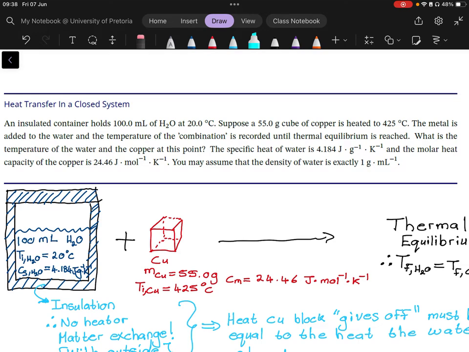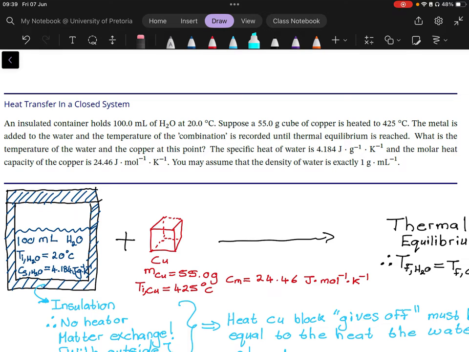Hello everyone. In this example, I want to look at the idea of heat transfer within a system, or at least in a closed system. We're specifically going to look at if you have an insulated container that has a specific amount of water at a specific temperature, and you take, for example, a block of metal, in this case copper, that has a high temperature, and you add it to the water and allow thermal equilibrium to be reached, what will happen? Right. And of course, I already said it.